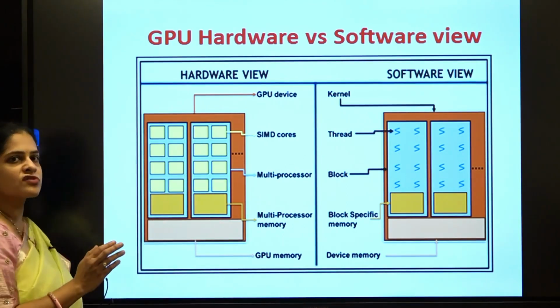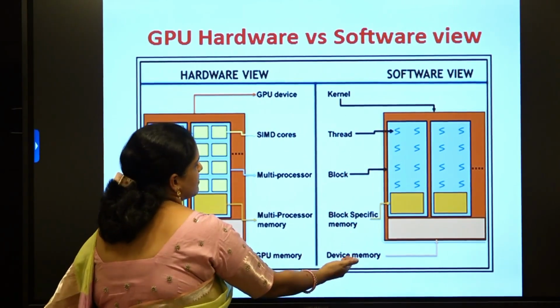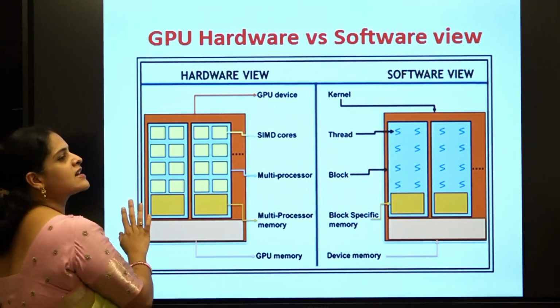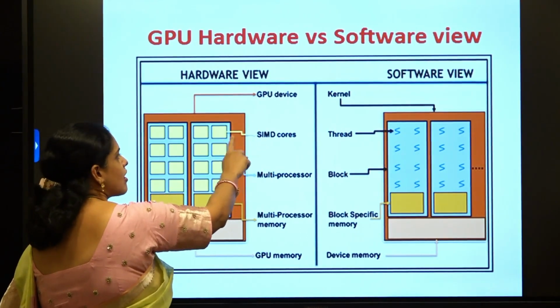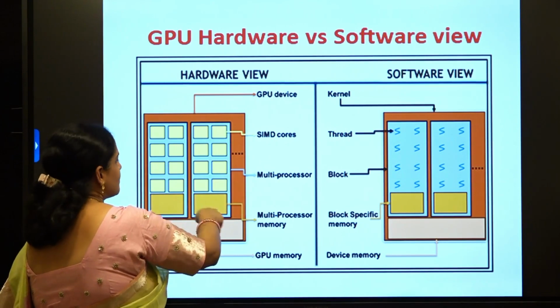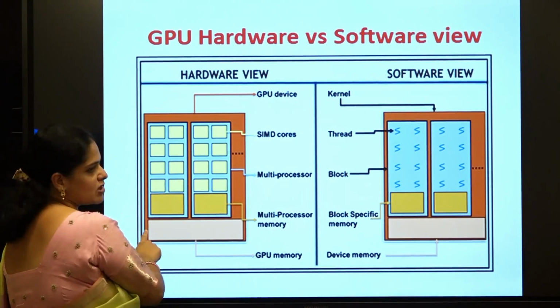So, in terms of software, we call them a kernel, thread, block specific memory and device. But when you refer to it in terms of hardware, this device is called a GPU device, we call them cores, we call this a multiprocessor, this is called multiprocessor memory, and we call it GPU memory.